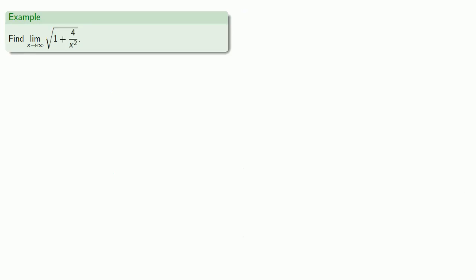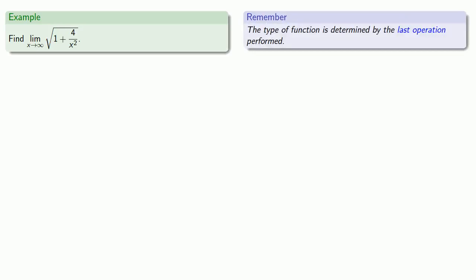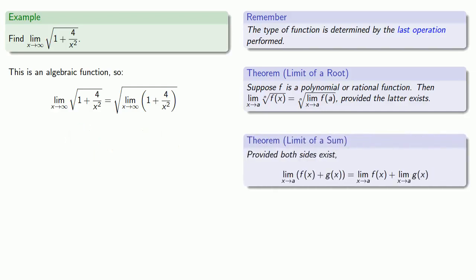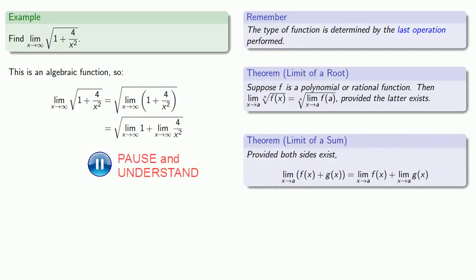As another example, we might find the limit as x goes to infinity of the square root of 1 plus 4 over x squared. And the type of function is determined by the last operation. And so this is a root. And the limit of a root is the root of the limit. And the limit of a sum is the sum of the limits. And we can evaluate these limits directly.